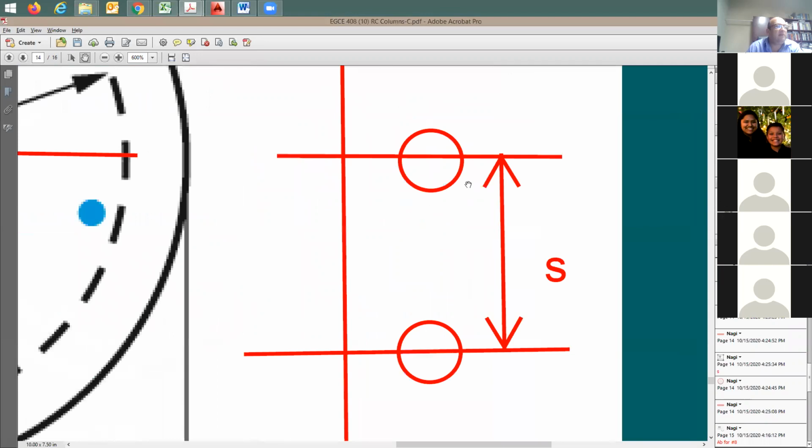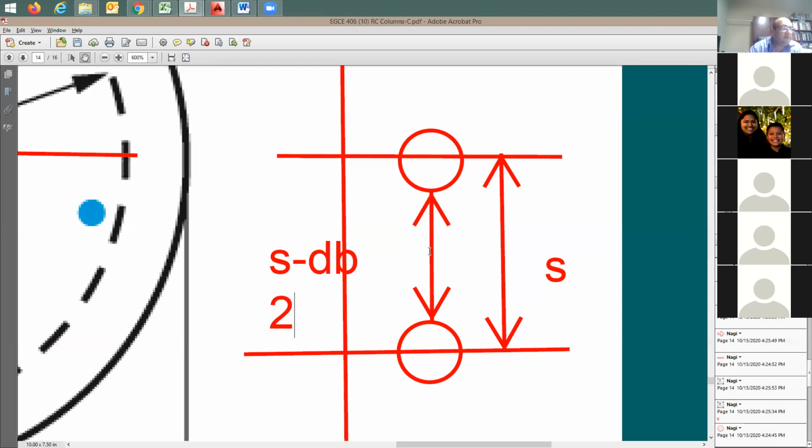Now I'm trying to figure out the clear spacing. What does it mean by clear spacing? It means this: the distance from here to there, to here. How much is this? This distance equals S minus. From here is going to be the bar radius, and from here is going to be the bar radius, right? So I'm going to say minus db. What is db? The bar diameter. Because you have a radius and a radius, they're going to add up to 1 diameter.